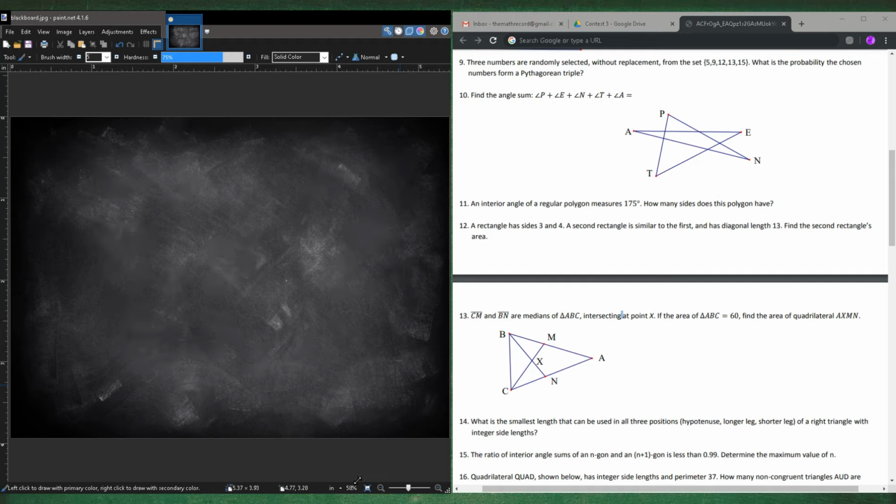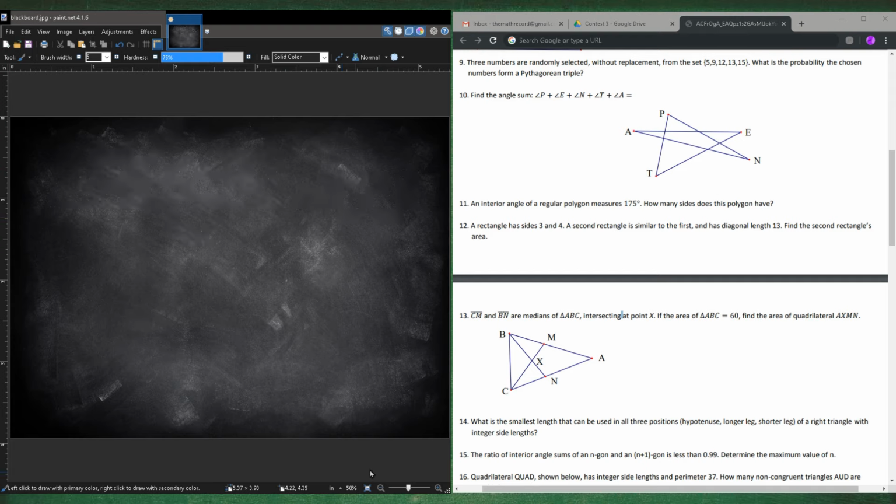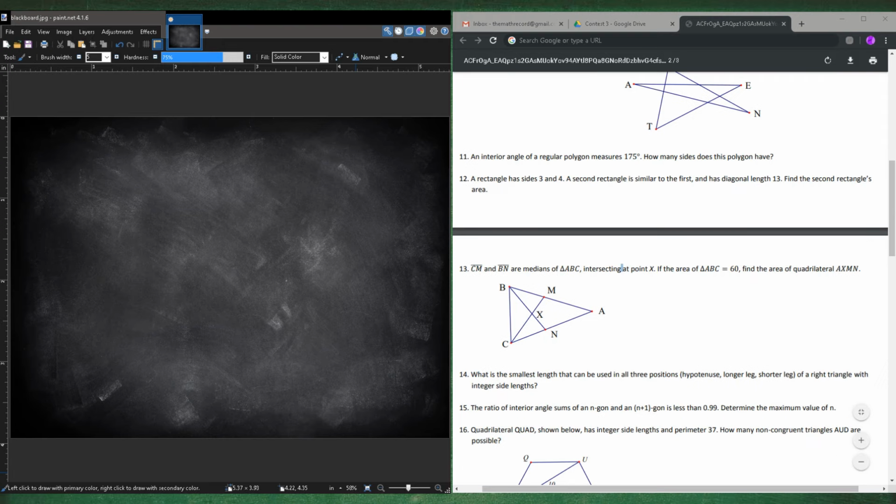It's a faster method, but if you want to use the method that was using 180 times x minus 2 divided by x, which equals the angle measure, so it equals 175. And it just takes a couple more steps. But if you want to not waste time, you could use the exterior method.